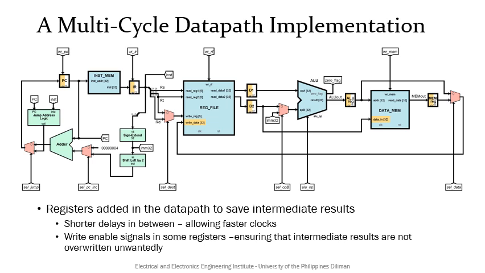Note also how we have added write-enable signals specifically for PC and IR. This is to ensure that intermediate results are not overwritten unwantedly. Note also how this time only one adder is present in the branch computation path. The reason behind these changes can be understood better in the next few slides.